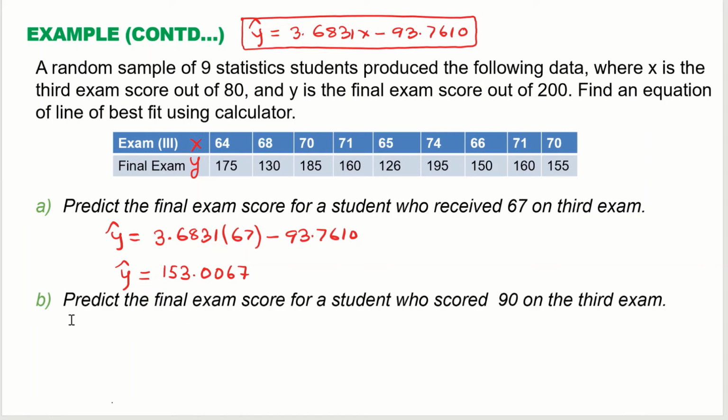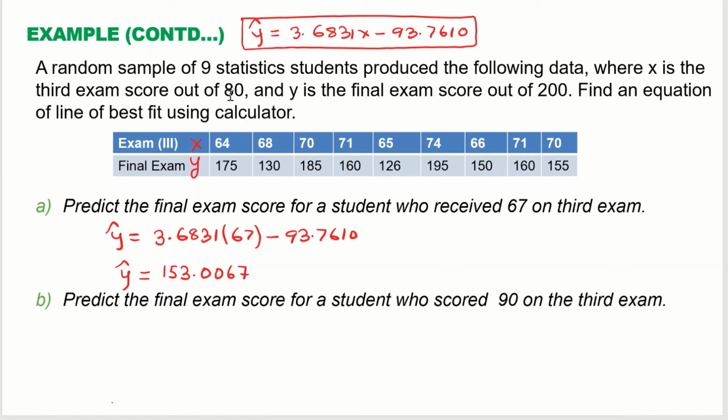Now the next one here, we are asked to predict the final exam score for a student who scored 90. Remember one thing, here you can see you have the minimum x value as 64 and maximum x value as 74. So you can predict the y value as long as the x value is within this range, in the domain from 64 up to 74. But here we are asked to predict when x equal to 90.